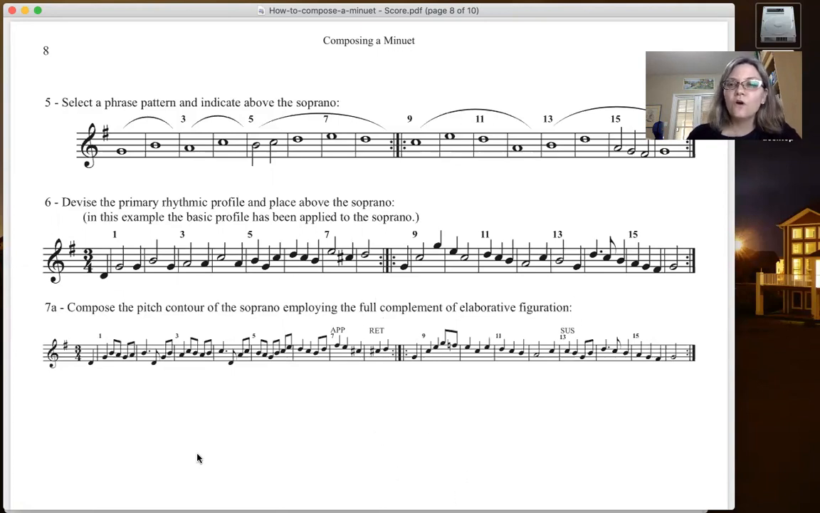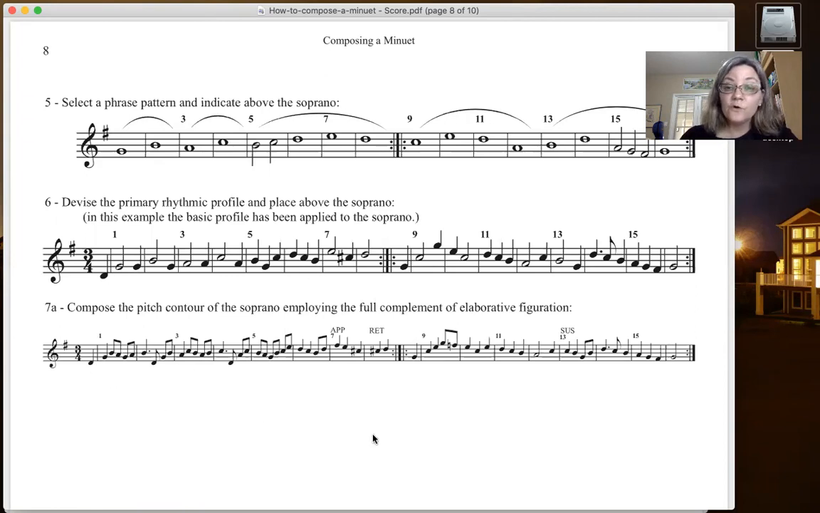So you can use all of those things that you've learned up until now through our extra decoration with those appoggiaturas and retardations, which put non-chord tones on those strong beats. So we have a primary rhythmic profile that then moves into a contour employing the full complement of our elaborative figuration, so including our instrumental melodic figures and so forth.